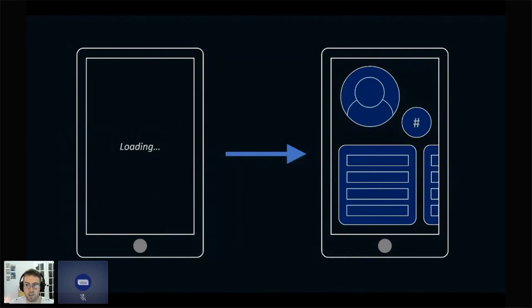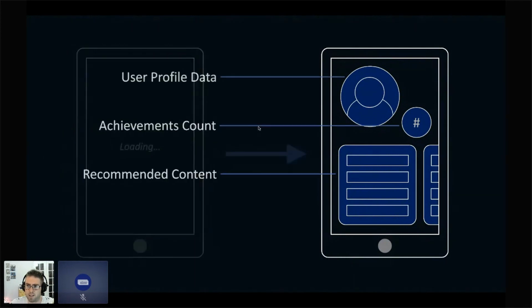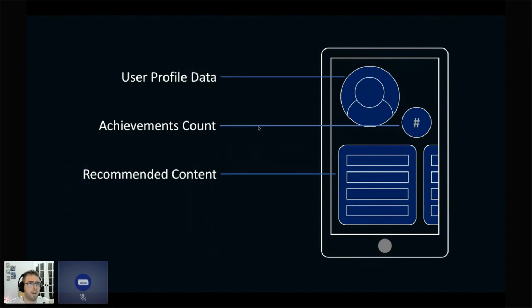So we're just going to talk about a generic app that I actually have written, which is the linked companion app. This is just a very simple app that wants to show you some data. It's got a home screen. On that home screen, we have the user's profile photo, maybe some achievements counts, maybe some basic data. Really, it's three pieces of data we want to load here. We have the user profile data, the achievements count, and the recommended content.